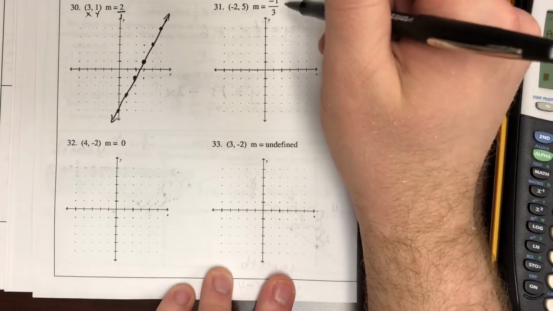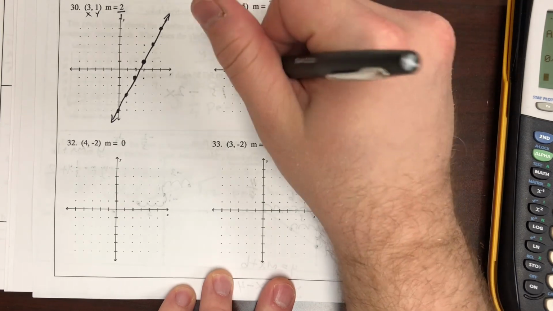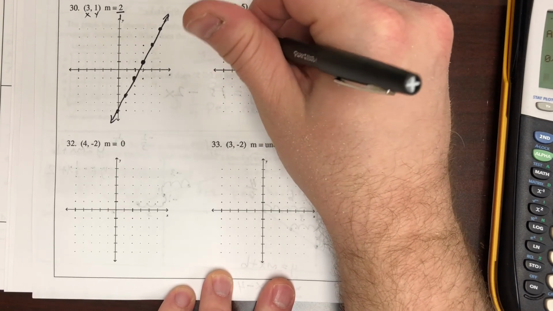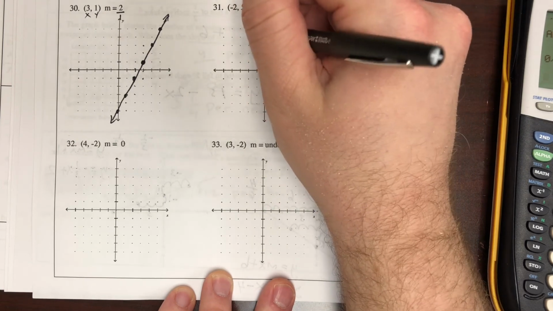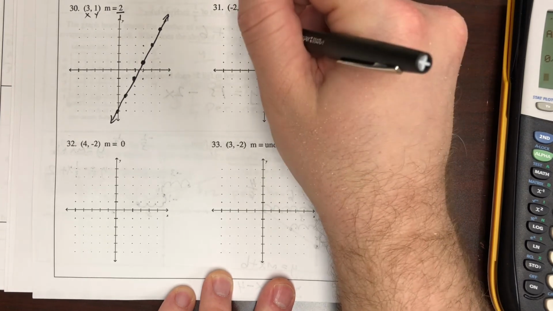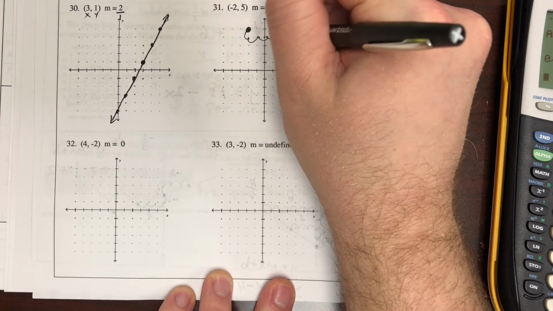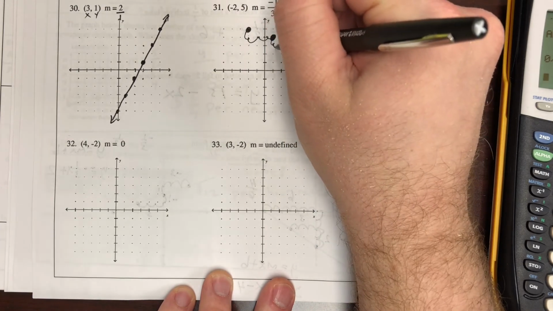So on this one, we start at negative 2, 5. So negative 2 is our x. 1, 2, 3, 4, 5 is our y. Slope is negative 1/3, so go down 1 over 3, down 1 over 3. And you could do it again. Down 1 over 3.